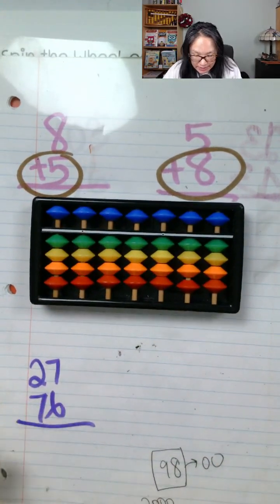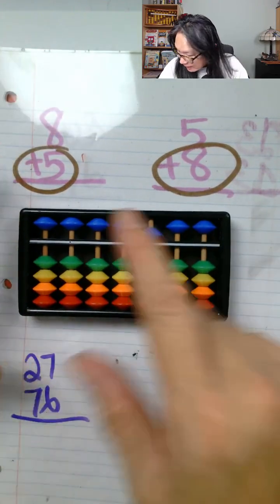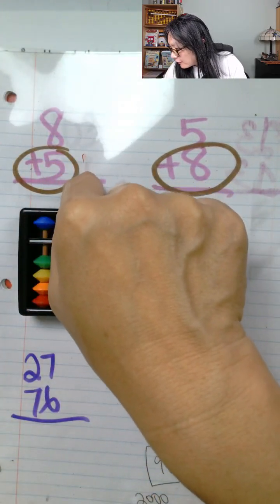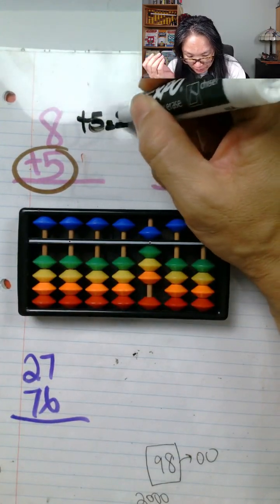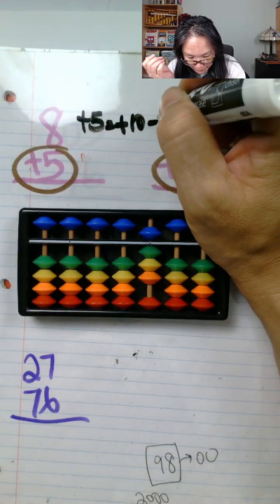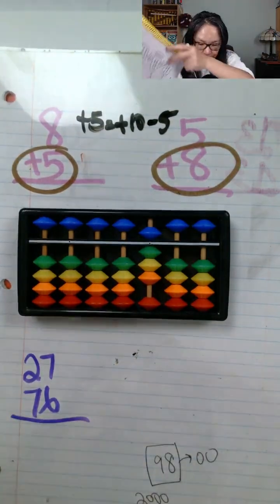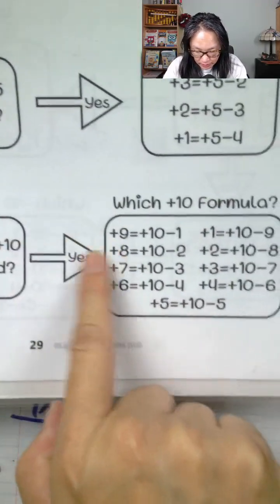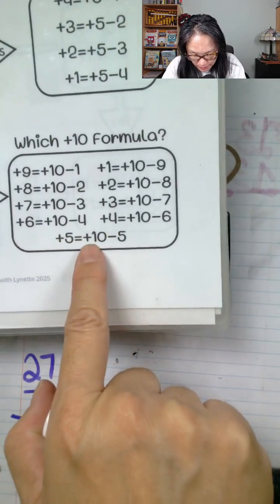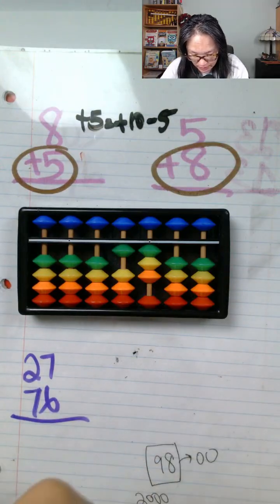So we have 8 plus 5. On the abacus, we're going to do 8. Not a problem. Then we need to add the 5. Plus 5 is equal to plus the 10 minus 5. That's what we're going to do. How do I know? I want to add the 5. Is there enough? No. I got to go down to here. Plus the 5 is plus the 10 minus the 5. So I plus the 10 minus the 5. My answer is 13. That was easy.